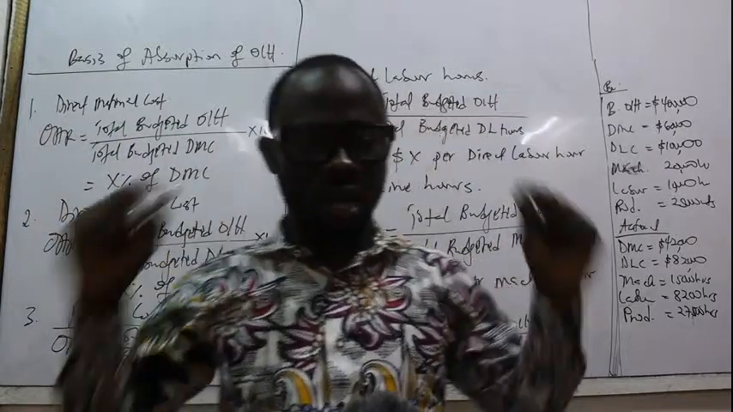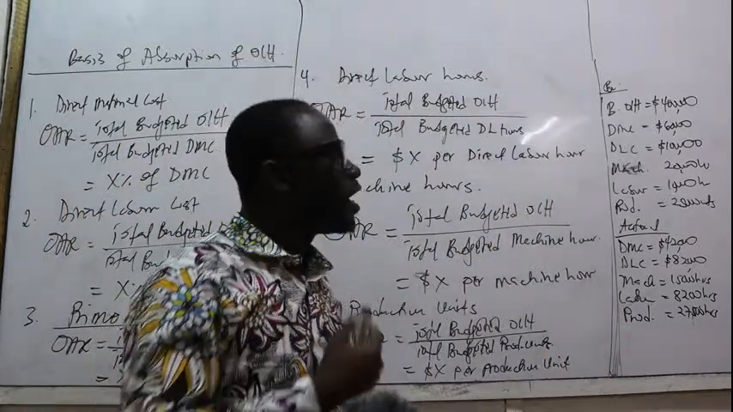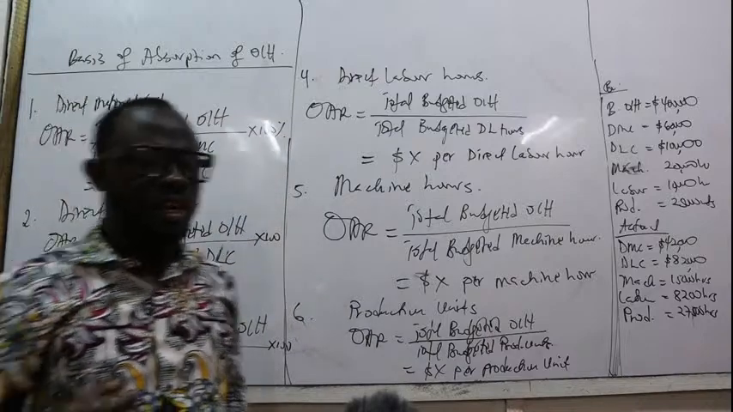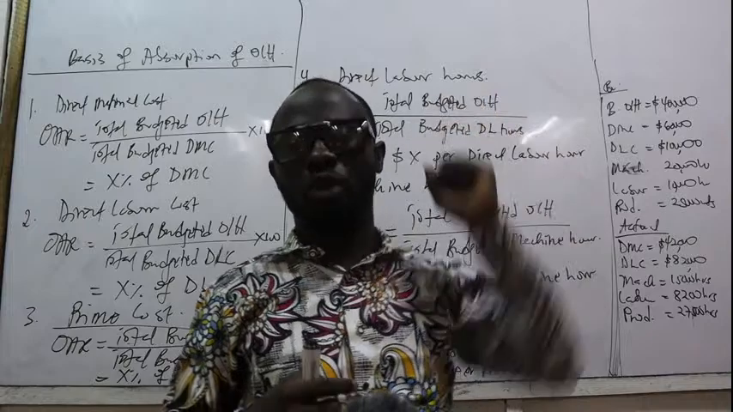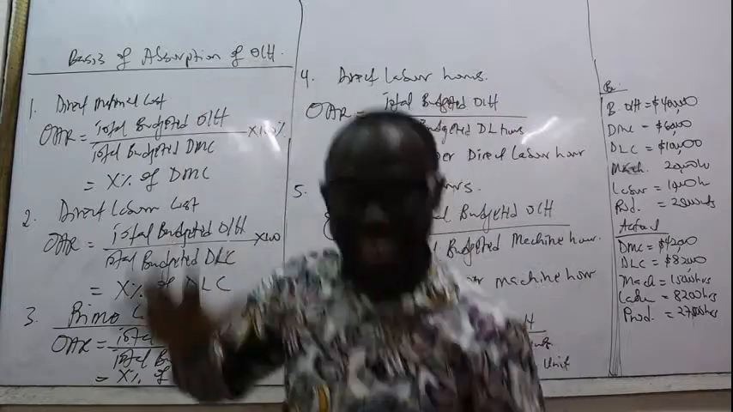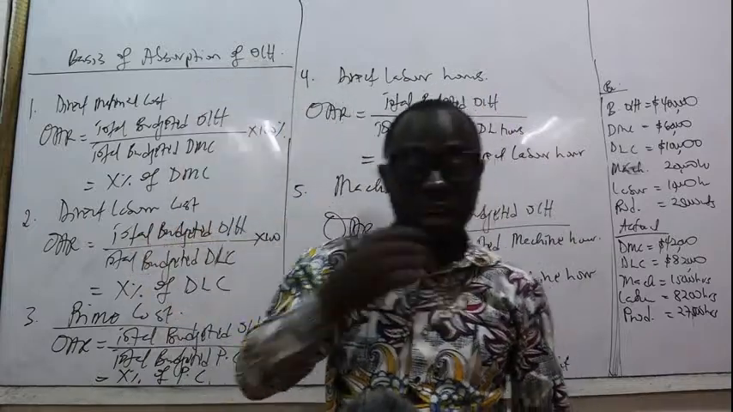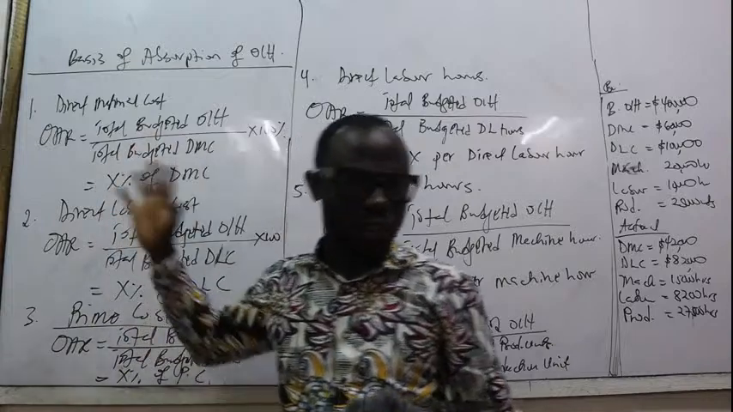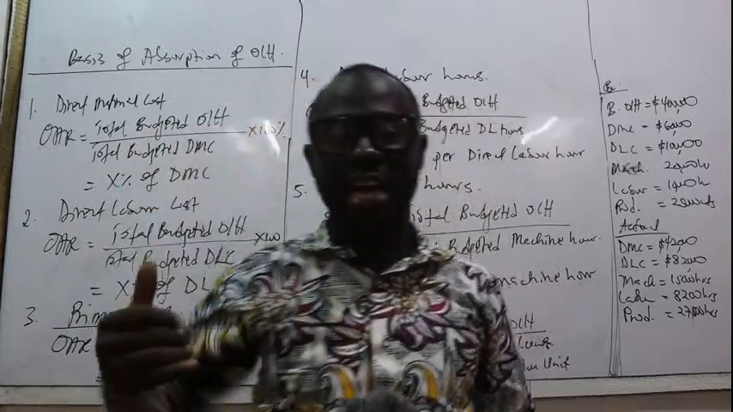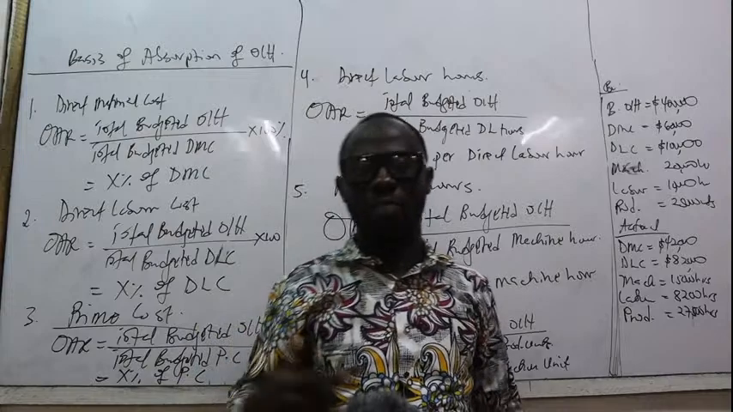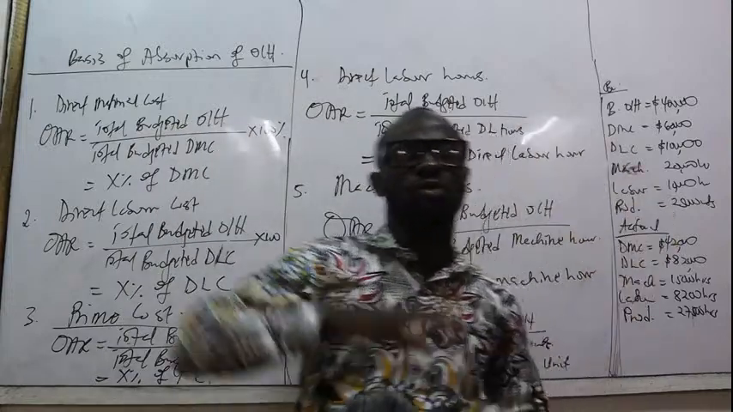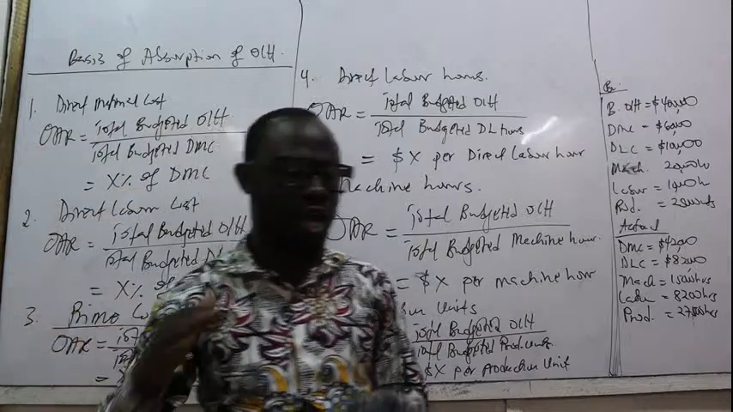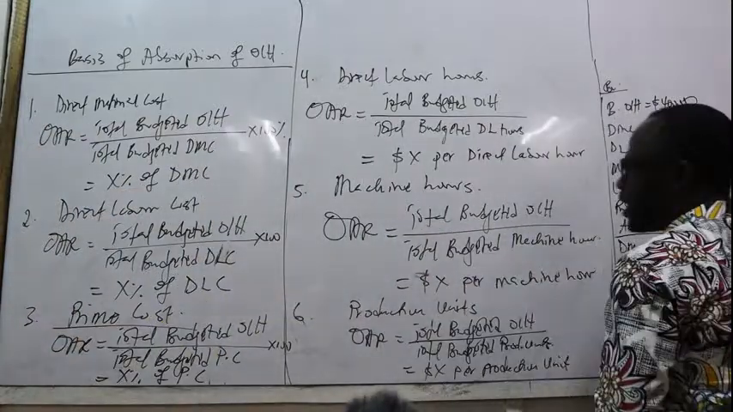Now, aside from these, we also have what is called over absorption of overheads and then under absorption of overheads. Now, remember, since you are doing absorption costing, this is going to pop up every time, and you have to understand what is over absorption of overheads and what is under absorption of overheads. So let's talk about that briefly.